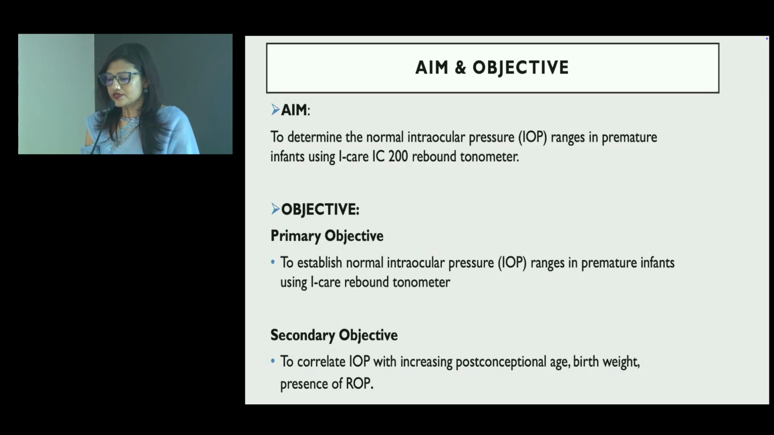The primary objective is to establish normal IOP ranges in premature infants, and the secondary objective was to correlate it with increasing post-conceptual age, birth weight, and presence of ROP.